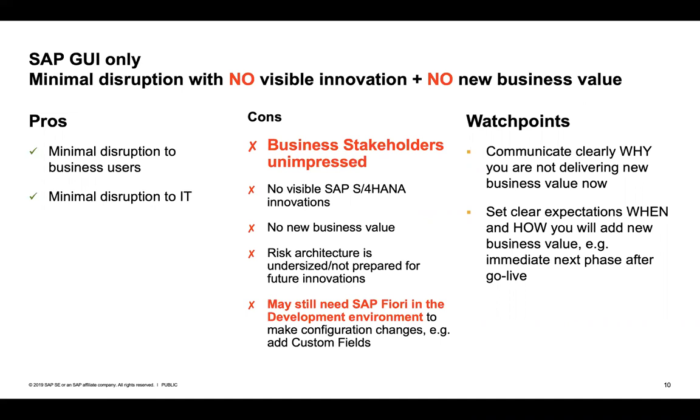So just be wary, because you may still need Fiori even in the development environment, even if you're going with this minimal approach. The one thing I'd say here is if you're following this approach, you need to communicate very clearly why you're not delivering new business value now and when you are going to deliver new business value. So it works if you do this for a very good reason, such as we've got a very tight time constraint, and then set an immediate next phase, and everybody's clear on that.